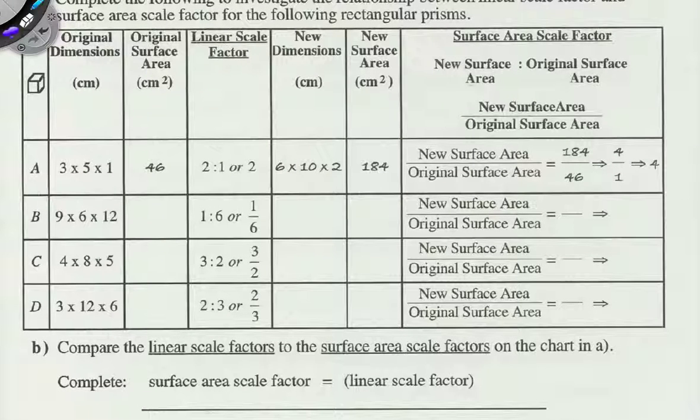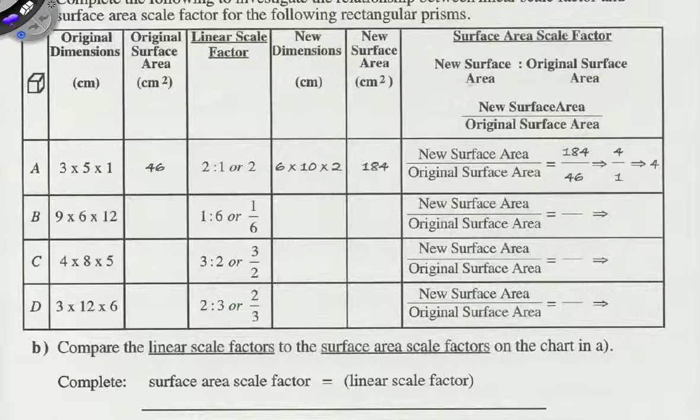If we look at this table, we have original dimensions, original surface area, linear scale factor, the new dimensions, and then the new surface area. Okay, so we've got a prism here. Notice we're multiplying three things together this time because this has volume rather than just a plain piece of paper or photograph. So it has height as well as depth and width. This is a 3 by 5 by 1.